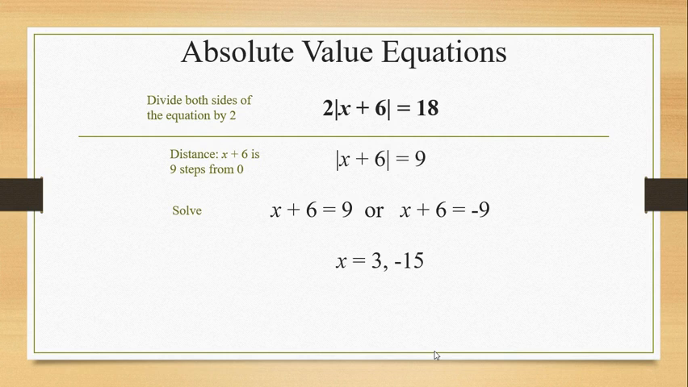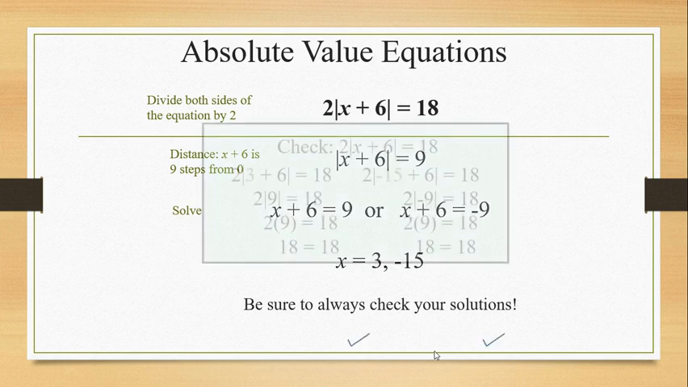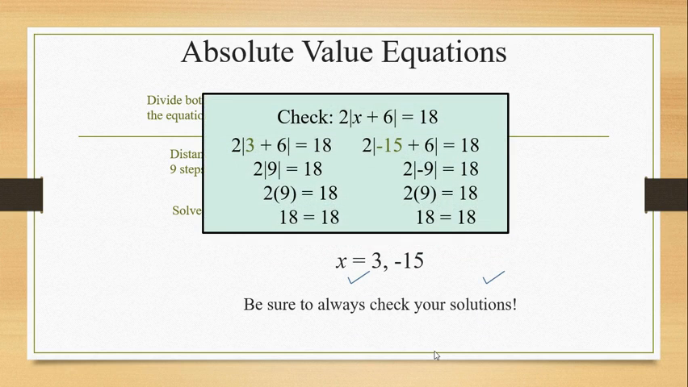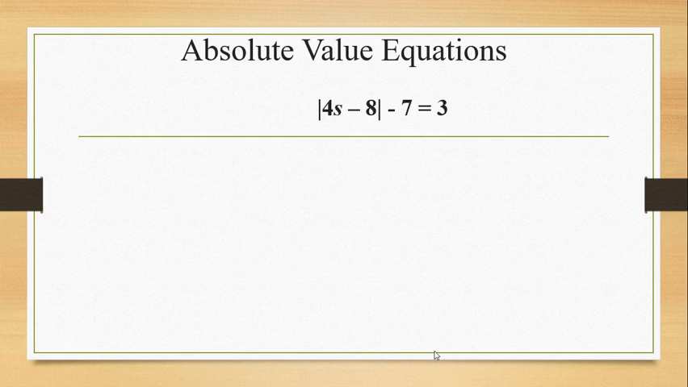So if we subtract 6 from 9, we get 3. And if we subtract 6 from negative 9, we get negative 15. Let's check our solutions. So 2 times the absolute value of 3 plus 6 equals 18. So that means 2 times the absolute value of 9, which means 18 is equal to 18. 2 times the absolute value of negative 15 plus 6 equals 18. So 2 times the negative 9, which turns to a positive 9 coming out of the absolute value. So 2 times 9 is 18, and 18 equals 18. So our solutions are 3 and negative 15.